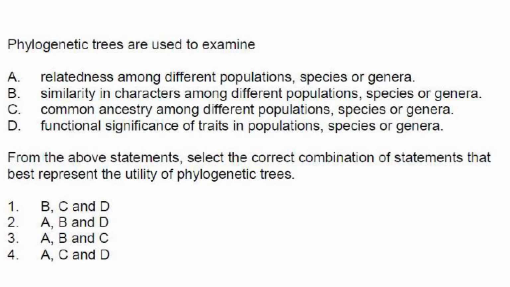Then phylogenetic trees are used to examine relatedness among different population species genera. Yes. Similarity in characters among different population species genera. Yes. Common ancestry among different population species genera. Yes. So A, B, C are correct. 3 is the answer. Functional significance of traits is not taken into consideration in phylogenetic trees. So D is not the answer. A, B, C is the answer.